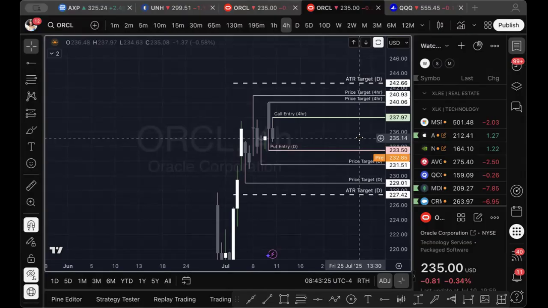All right, so everyone, this is going to be your free trade idea of the day. We have Oracle. We're looking at in the money to 240 to the upside, and then to the downside, we are looking at in the money to 230.